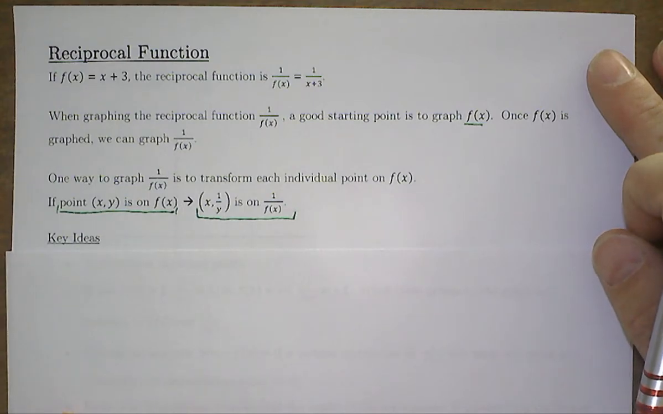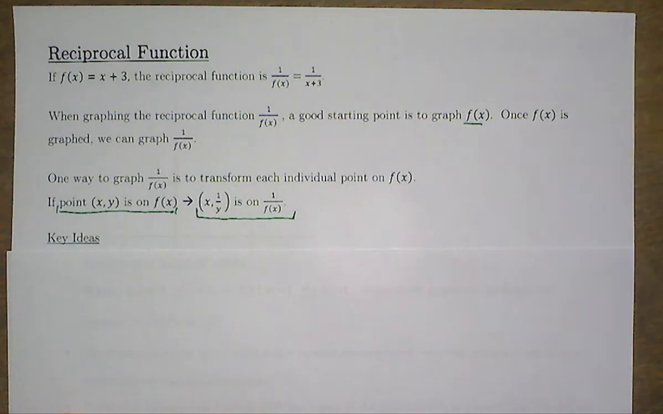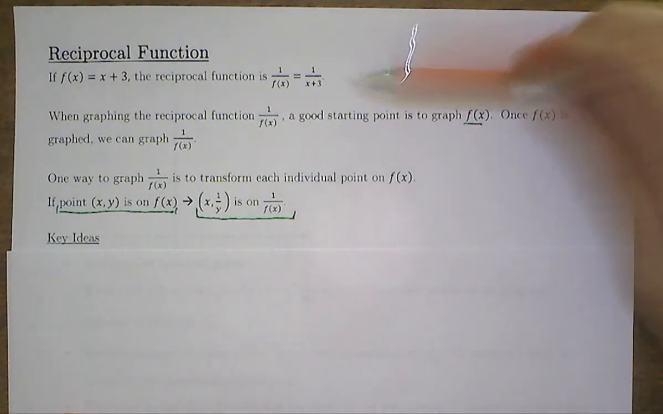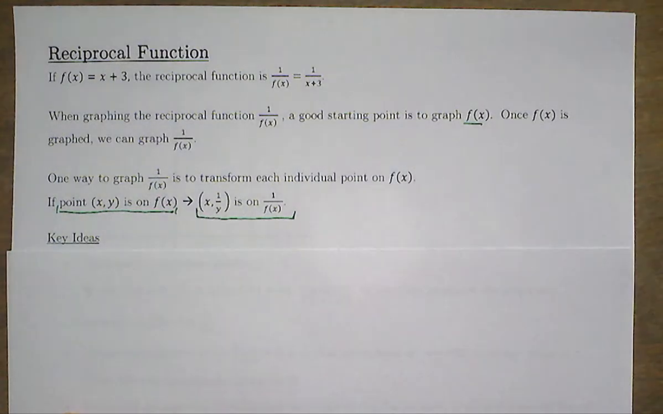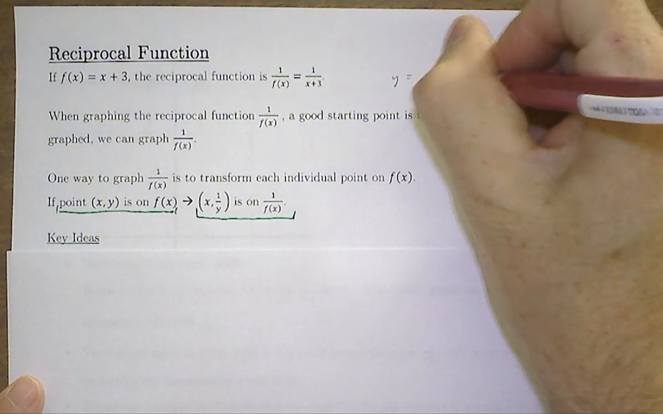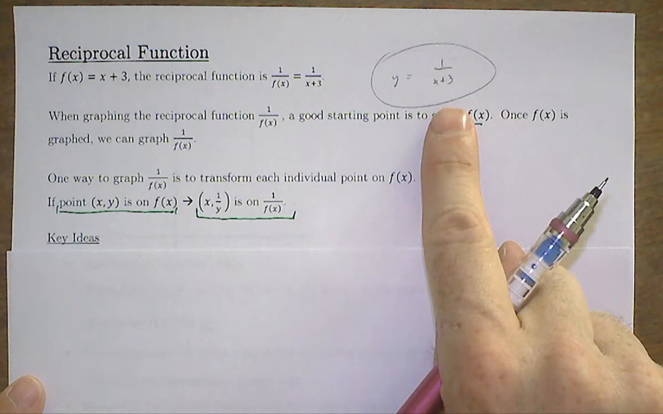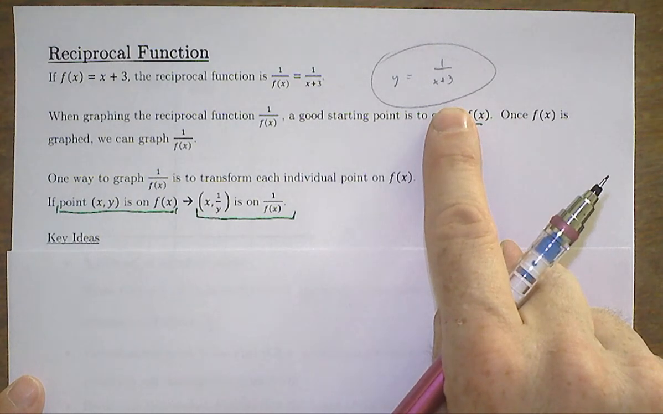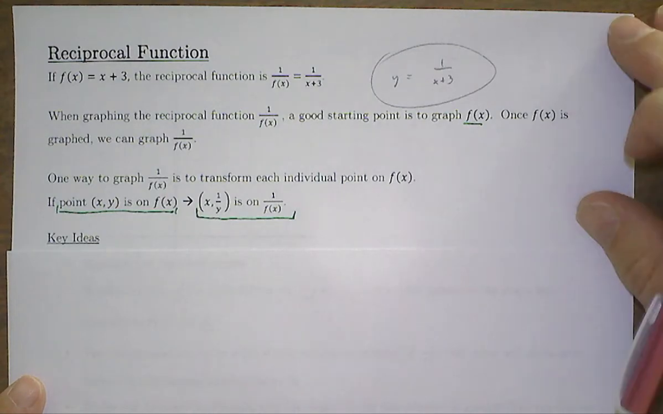So there are many key ideas. First, I would like you to recognize that if I gave you the graph y is equal to 1 over x plus 3, you should be able to graph that immediately. This is a rational function, so we're going to be employing a lot of our knowledge of rational functions here.